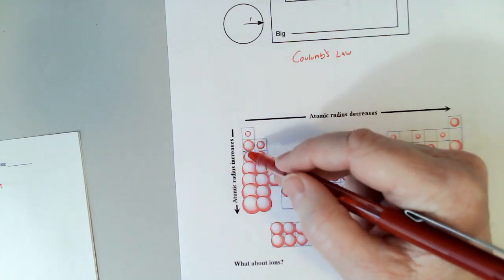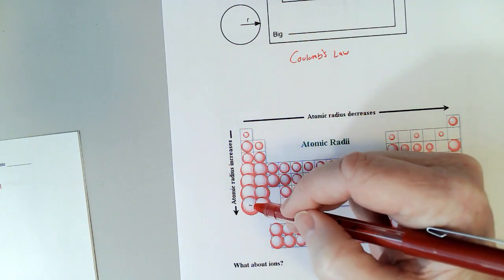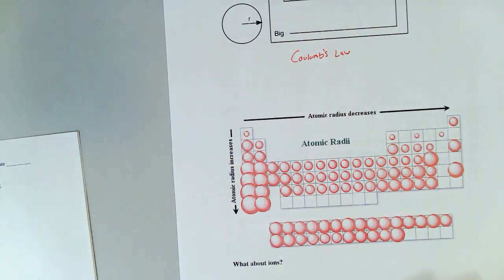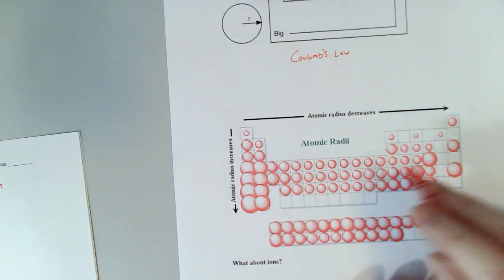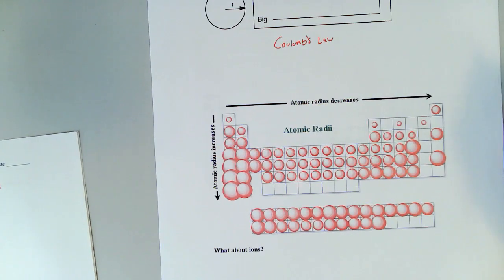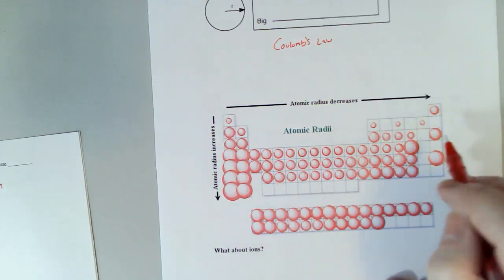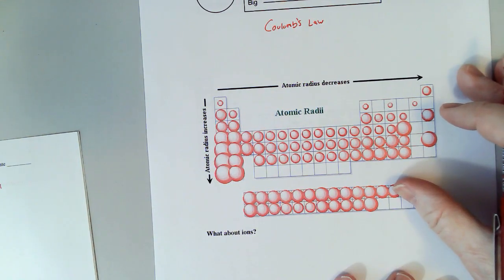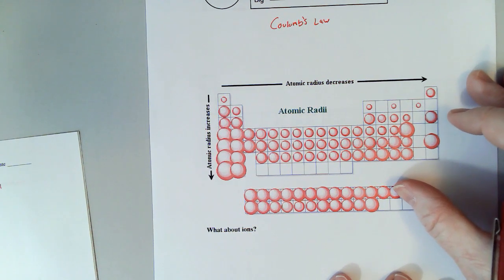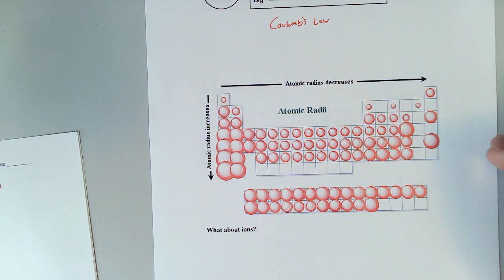So the real reason they're getting bigger as we go down is because the outermost electrons are farther away from the nucleus, and Coulomb's law says less attraction. Now, atomic radius decreases from left to right within a given family. And that's because the electrons are going into the same energy level or the same orbitals, but you're adding more protons than electrons. So in Coulomb's law, you are increasing the charge, but you are not increasing the distance that they are apart from the positive charge.